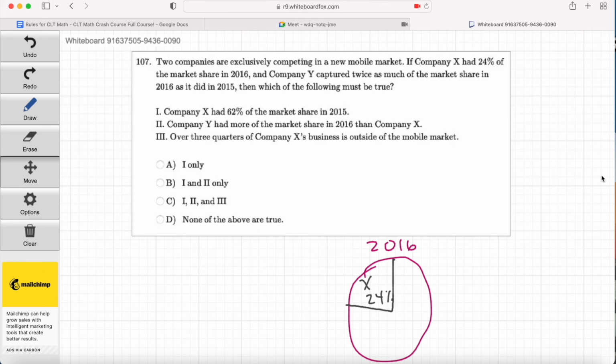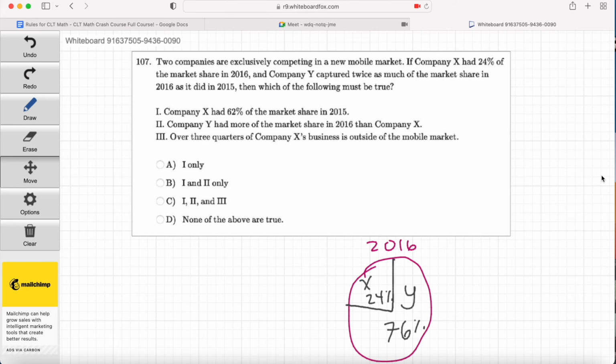If Company X has 24%, we know how much Y has, right? It would have to be 76%. Y is 76%. Has to be, right? Because they say these two companies exclusively compete in this mobile market. So there's no Company Z or anything like that. It's just X and Y. Great.